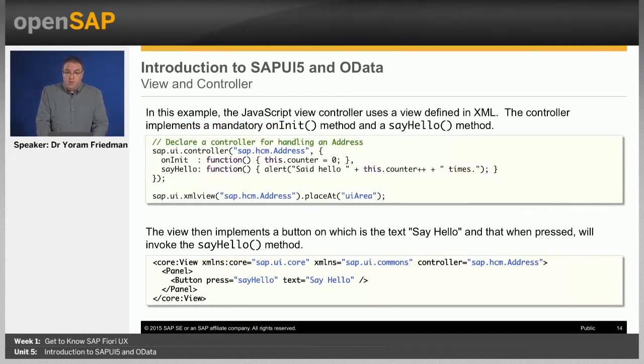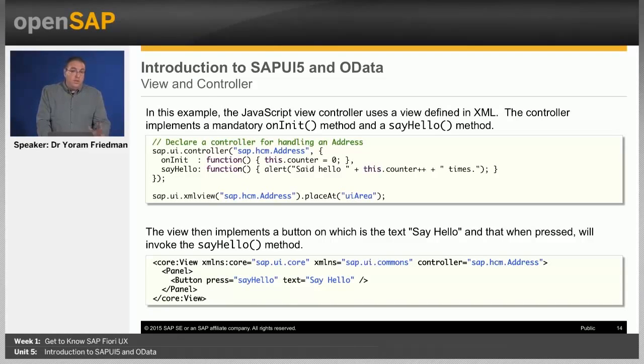Just to look at one example of how we do the separation between the controller and the view. If we look at that specific example, we are going to create a controller in the beginning. In that controller, we are going to have two functions. One is a mandatory function called init, and in this case, we are going to reset a counter. Then we define another function called say hello, and that function is going to create an alert with the word hello and the number in the counter. This is something that is defined in the controller.